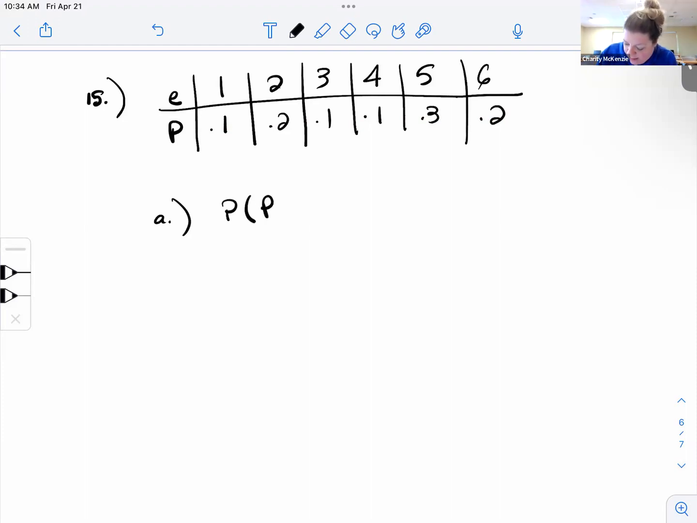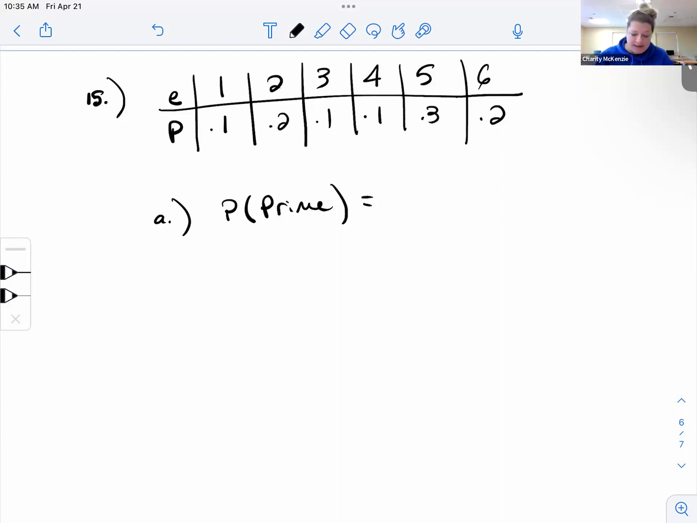Probability of a prime. Okay, so the numbers that are prime, 1's not considered prime, which is kind of a trick. 2, 3, and 5 are prime, right? And if we want the probability of landing on a prime, it's like this one or this one or this one. So when we have or, we should think adding.